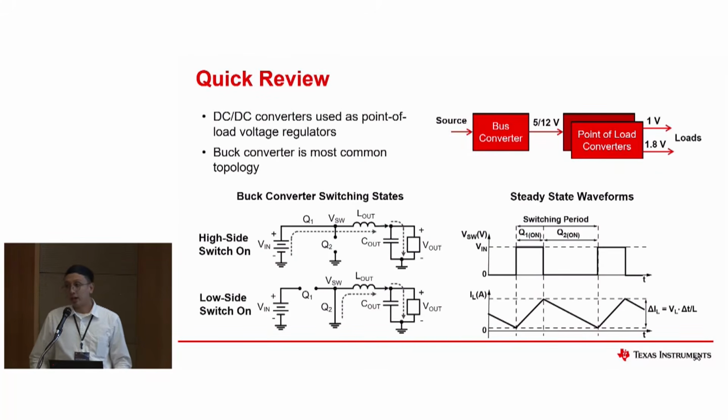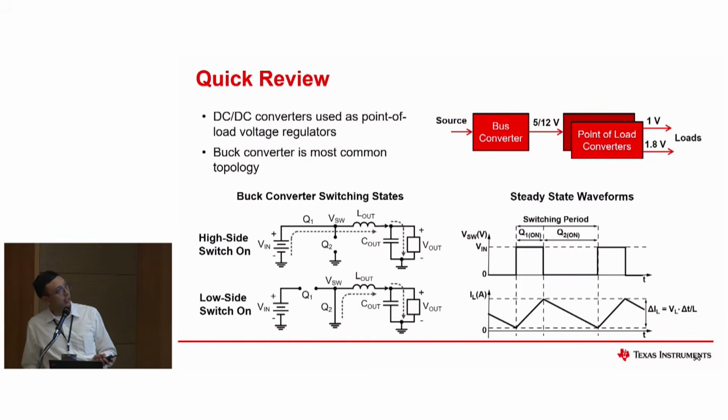Okay, just a quick overview of what a DC-DC converter is. A DC-DC converter is usually used for point-of-load regulators. Point-of-load means connecting from a bus voltage of either 5 or 12 volts, dropping down to 1 volt or 1.8 volts, connecting directly to a load. There comes the phrase point-of-load. The buck converter is the most common topology or architecture used for this type of approach, dropping down from a higher voltage to a lower voltage.